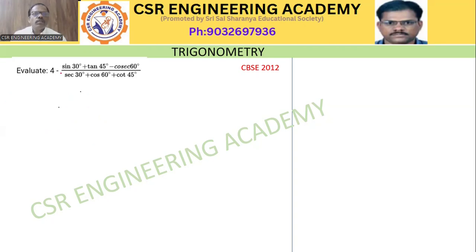Evaluate (4 minus sine 30 degrees plus tan 45 degrees) minus cosecant 60 degrees, divided by secant 30 degrees plus cos 60 degrees plus cot 45 degrees.